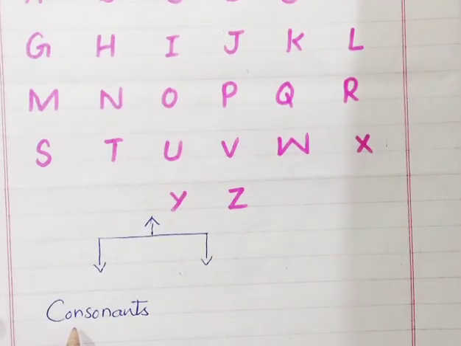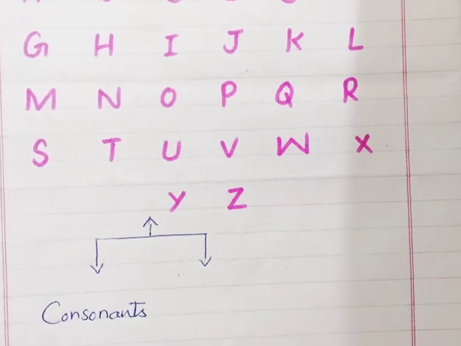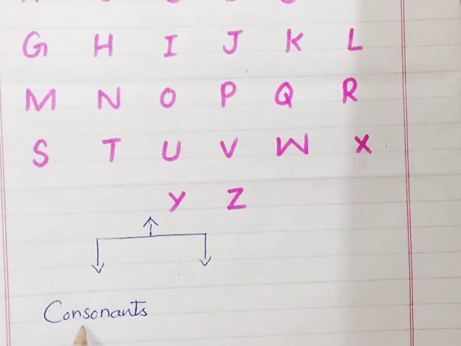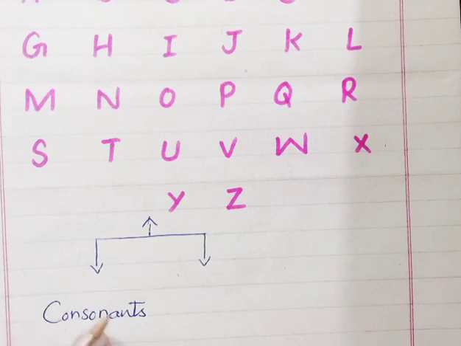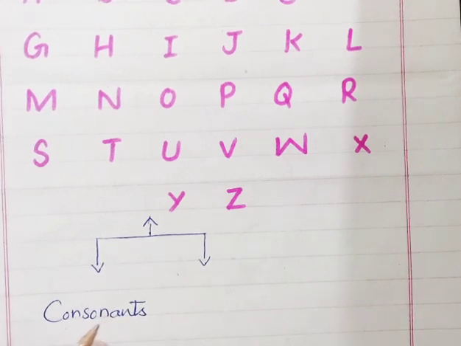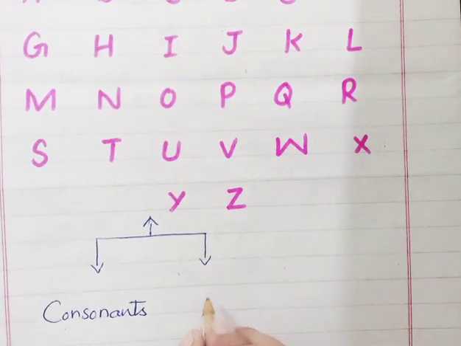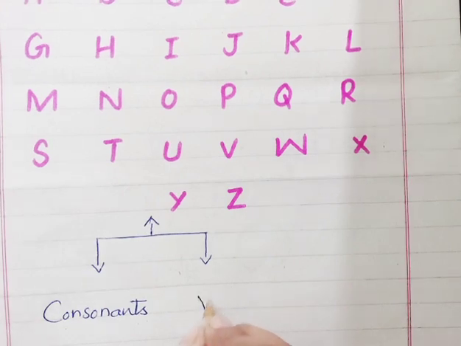C-O-N, con. We will learn with syllables. Kids, let's repeat with me. C-O-N, con. S-O, so. Conso. N-A-N-T, consonant. Consonants. Well, the first type is consonant and the second type is vowel.